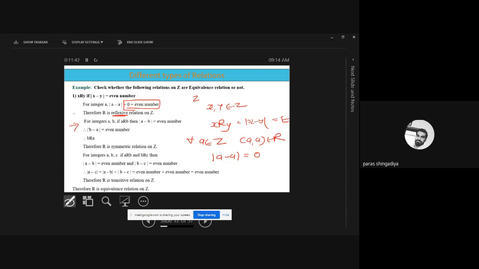Now for symmetric, we check that for (a, b) belongs to R, (b, a) should be part of R. Okay, if (a, b) is there, then (b, a) should also be there. Clear? For every element a, b belongs to Z. So for integers a, b, if a R b, means |a minus b| is an even number. Think about any two numbers whose difference is an even number, and then interchange those two numbers. What will be the answer? It is the same. You will get the same answer.